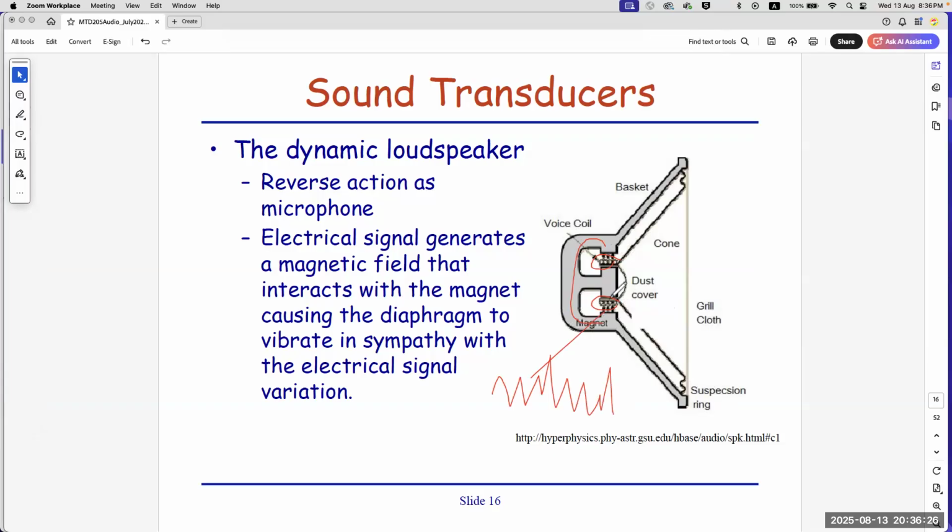This electrical signal is actually an electrical field. It will disrupt the magnetic field. So the electrical field and the magnetic field interact and cause motion. Once there is motion, it causes vibrations in the diaphragm, and this diaphragm disrupts the air particles and sound travels out. That is what we call converting an electrical signal to sound.